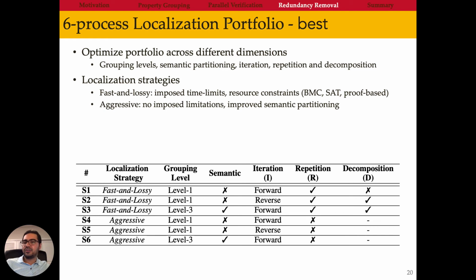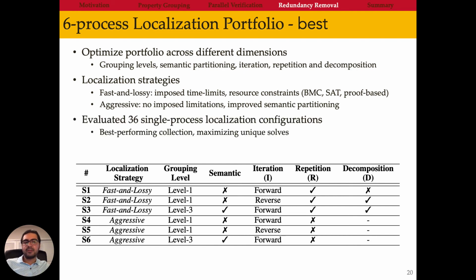The first strategy is fast and lossy, in which we run localization with imposed time limits and resource constraints on how much time and effort we spend performing bounded model checking and how much time we spend in individual SAT queries, and whether proof-based abstraction is enabled or not. The other localization strategy is called aggressive strategy, in which we impose no limitations on how we perform localization, but we do have a hook to either enable or disable semantic partitioning.